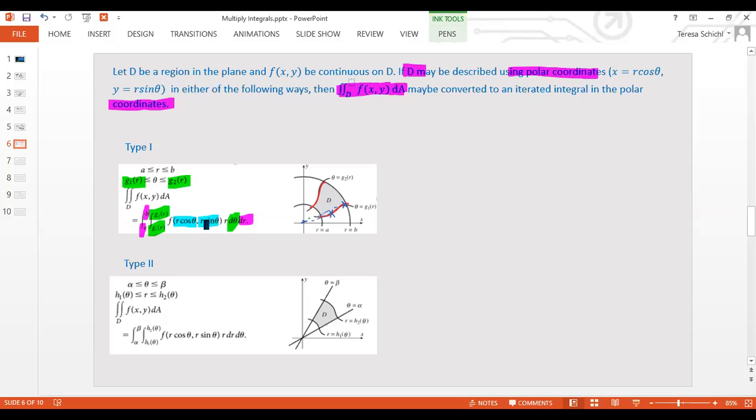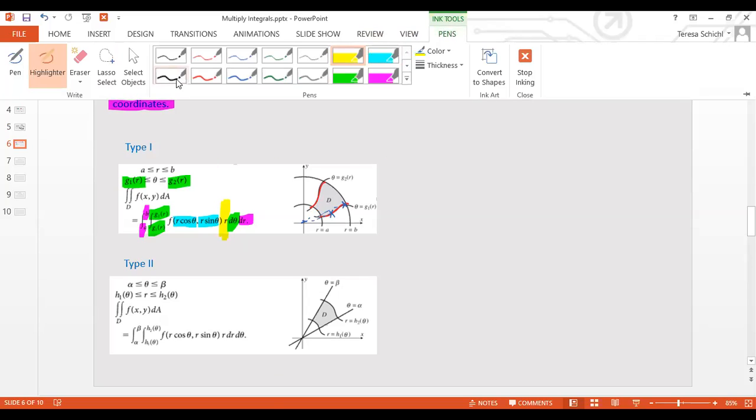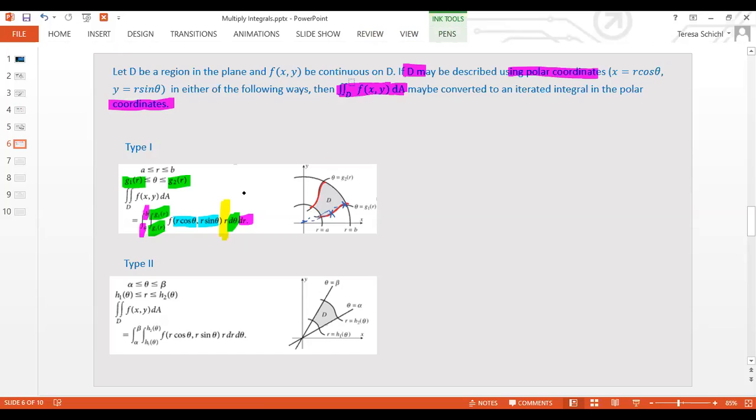Okay, right? Then if you pay attention, you will see there's one little thing extra, this little r. What is this little r? We basically call it the Jacobian of this transformation.